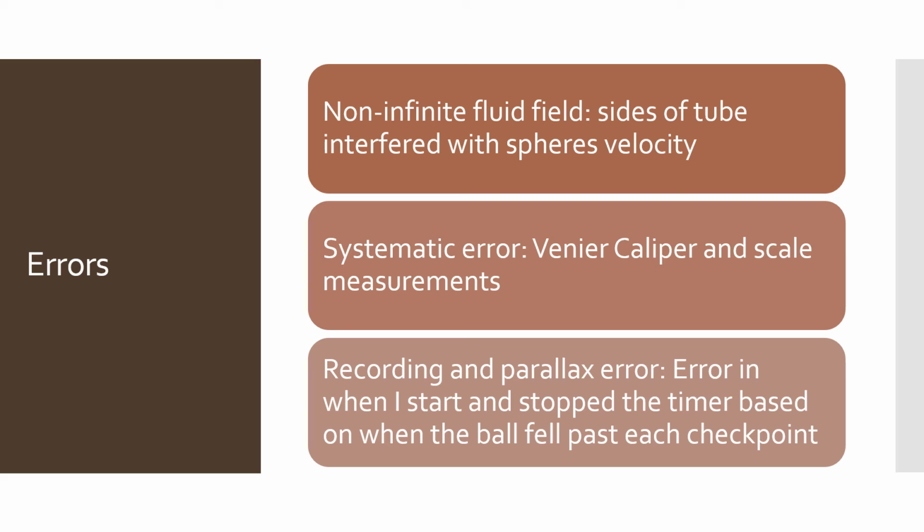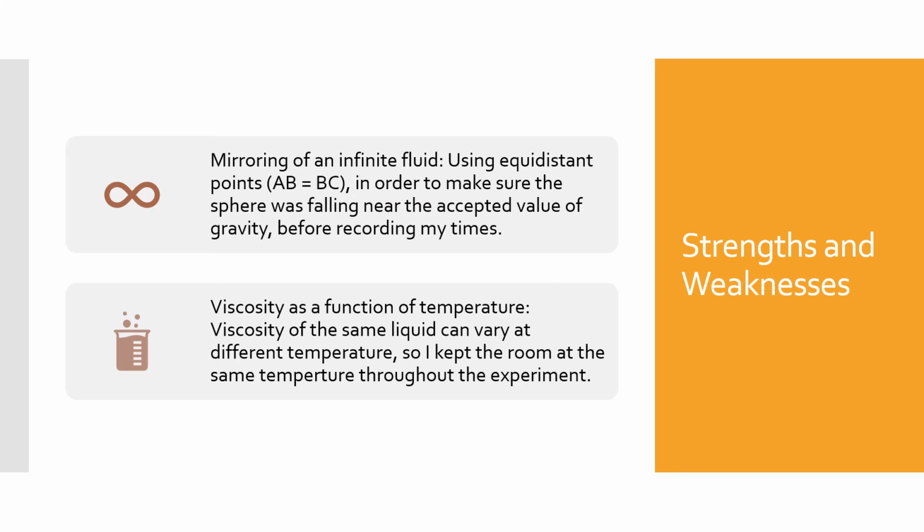The errors in my experiment were that it was a non-infinite fluid field, so the sides of the tube could have interfered with the sphere's velocity. There could have been systematic errors in the vernier caliper and the scale measurements, and when I was recording the time, parallax error could have occurred, based on when I chose to start and stop the ball as it fell past each checkpoint. I mirrored an infinite fluid using equidistant points AB equals BC in order to make sure the sphere was falling near the accepted value of gravity before recording my times.